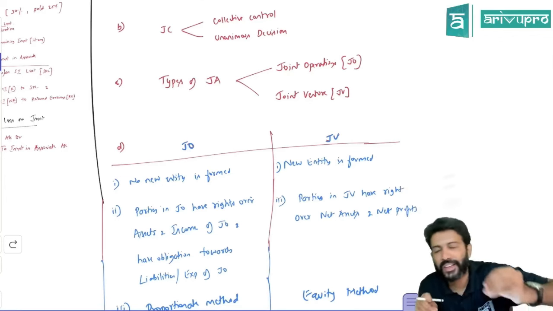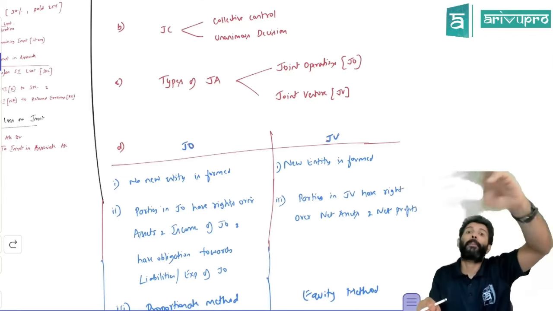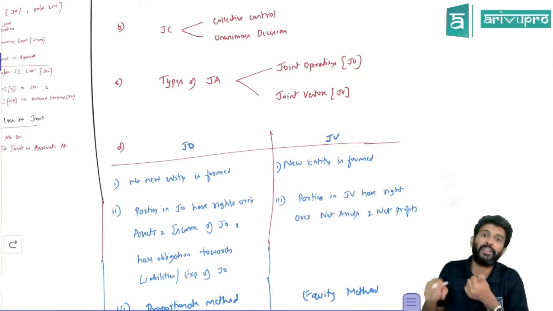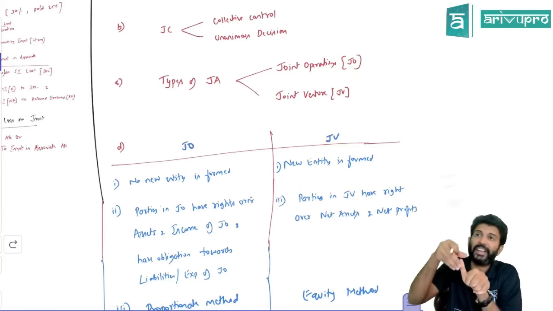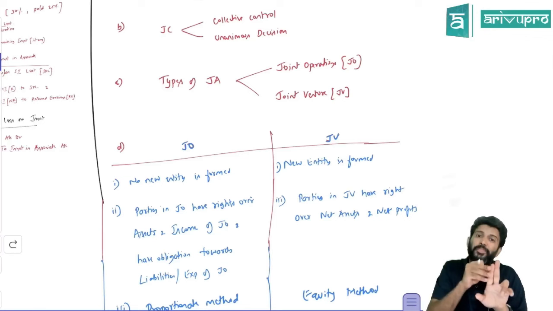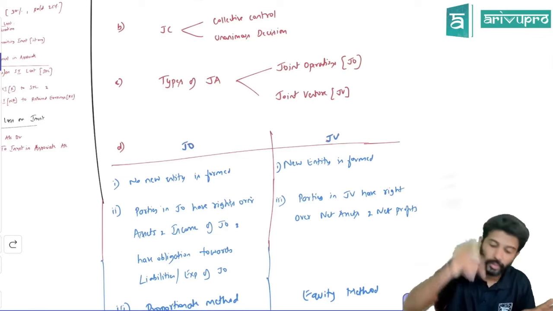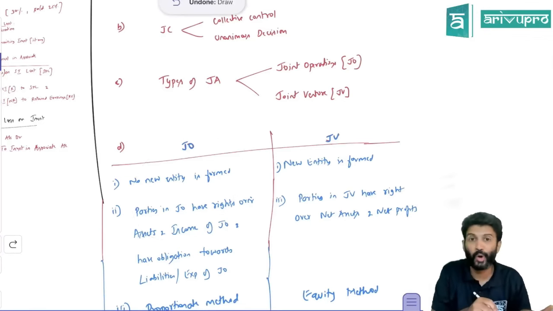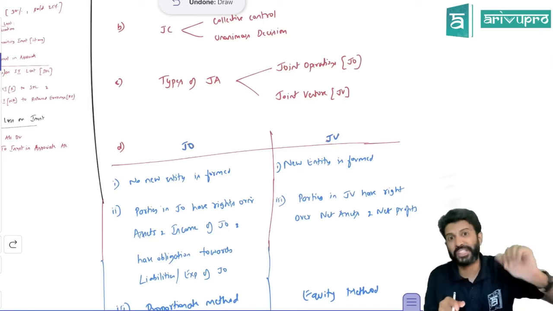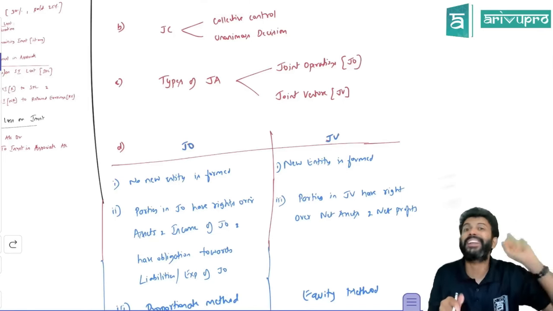Hang on. If they say a new entity is formed, but the parties in the joint operation have entitlement to the joint operation's assets, liability, income and expense, then even if no entity is formed, it will still be a JO. So in a JO, parties will have a share over the joint operation's assets, liability, income and expense.